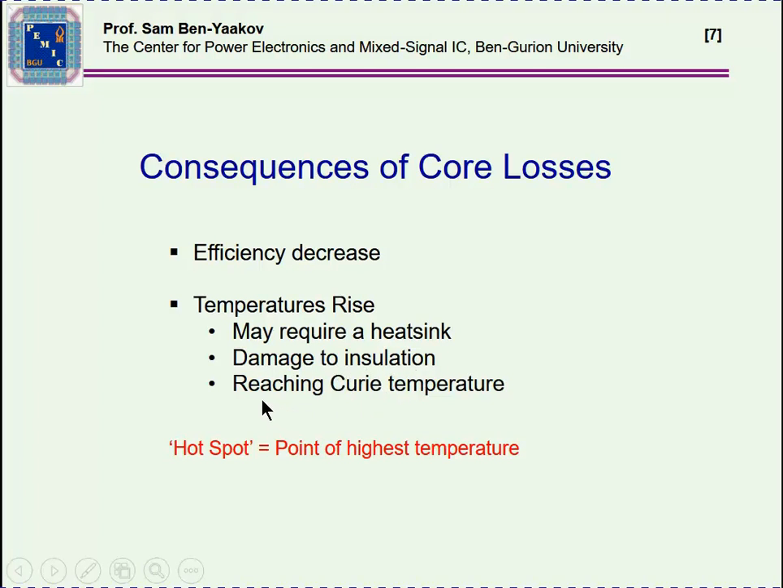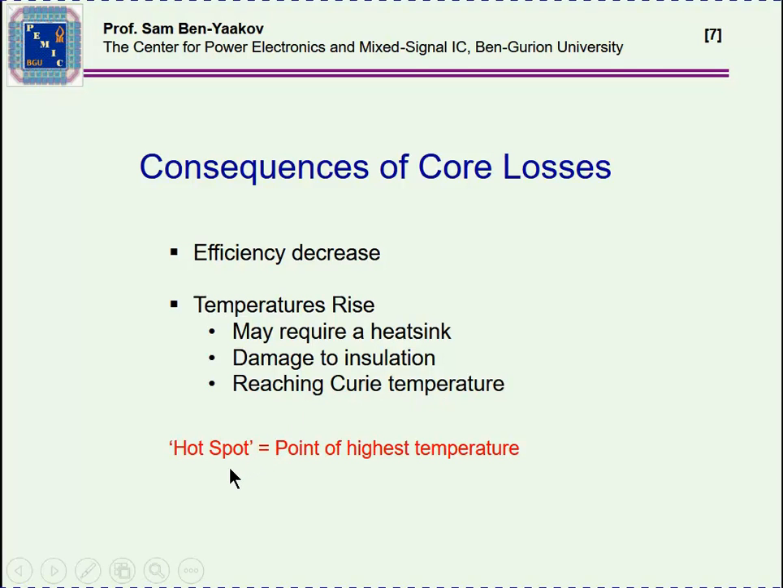And finally, if the temperature goes very high, we may reach the Curie point or Curie temperature, and this is the temperature at which the ferromagnetic material is actually losing its ferromagnetic properties, and this is of course very dangerous because suddenly we don't have any more magnetization, and it'll be like windings in air.